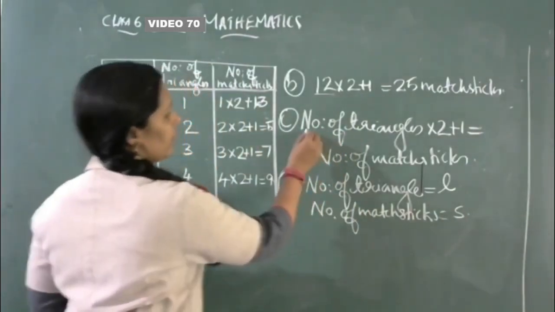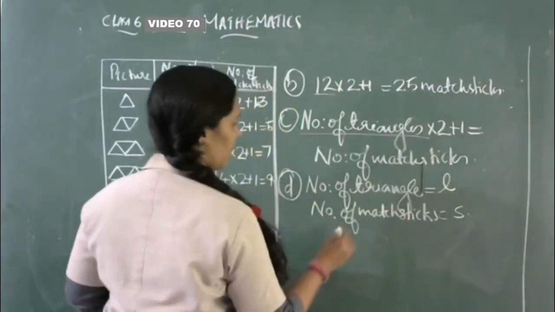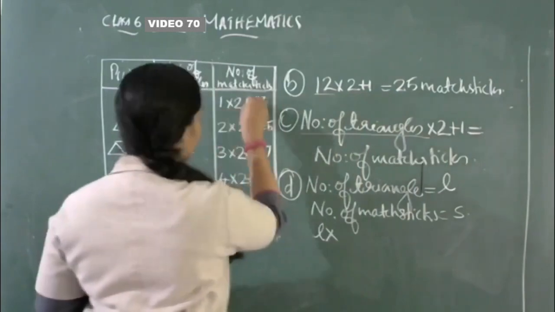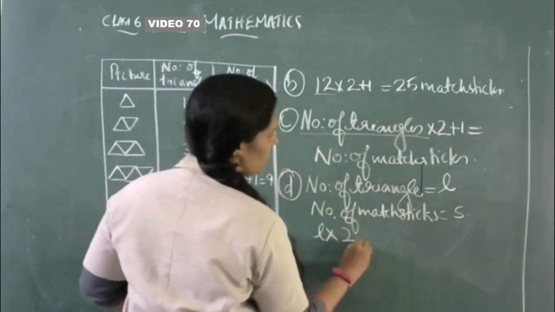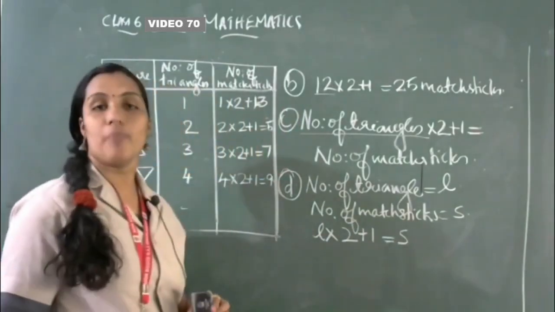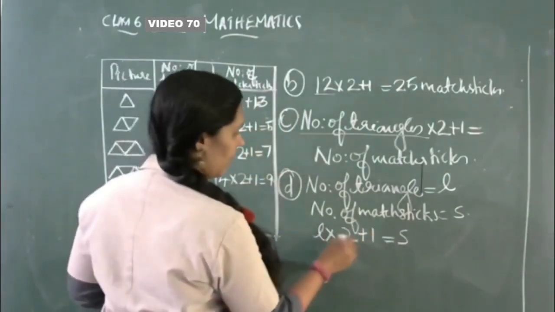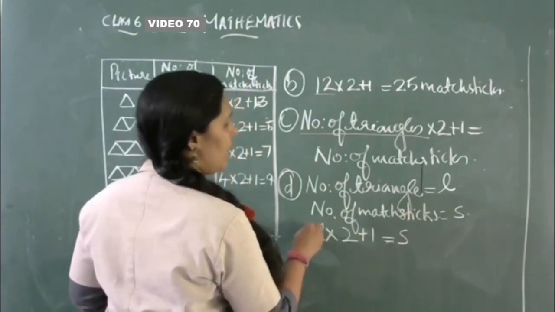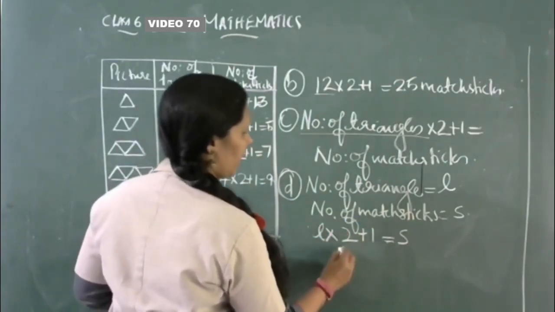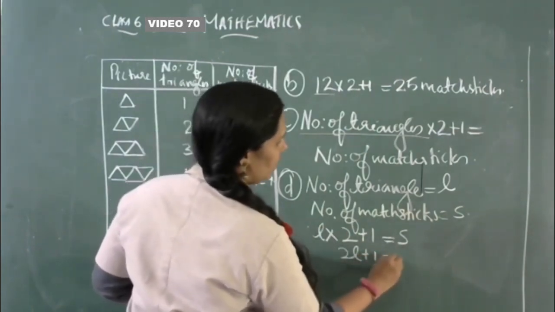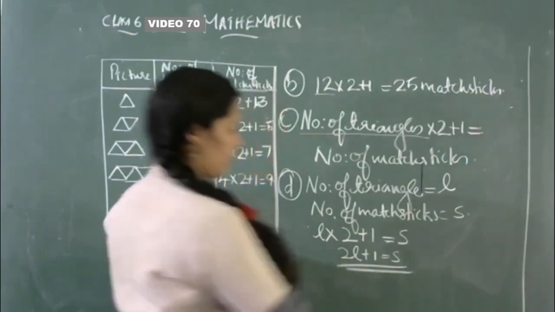So, for the number of triangles we can give L, then 2. It is a constant. In every case it is 2 and 1. So, into 2 plus 1 is S. S means number of matchsticks. So, we can write this again, L into 2. A number and a letter come together, so we will write the number first and remove the multiplication sign. So, we will get 2L plus 1 is equal to S.